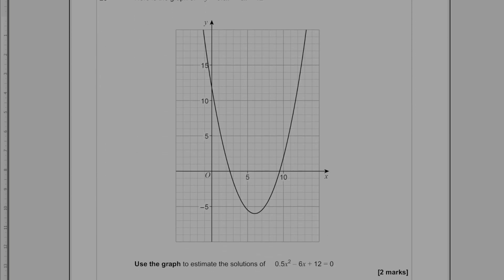Right, question 26. Here is the graph. Use the graph to estimate the solutions of it being equal to 0. So that's the line where x is equal to 0, and that's the line of y is equal to 0.5x squared minus 6x plus 12. So we want the points, just double checking, that is that. We want the points of intersection of those two graphs, that point and that point.